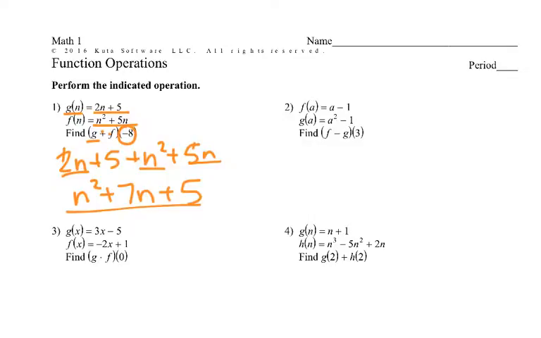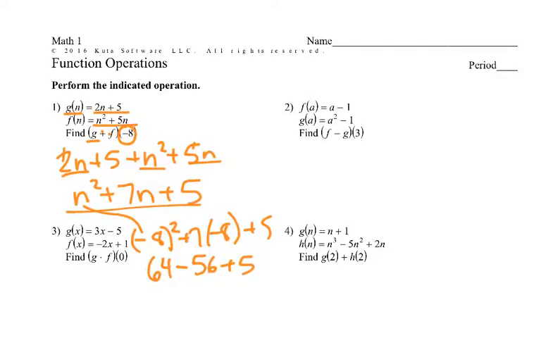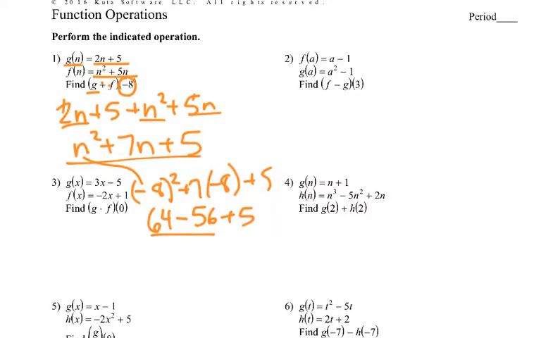Then we apply the input. So anywhere there's an n, we make that a -8. So -8 squared plus 7 times -8 plus 5. -8 squared is positive 64. 7 times -8 is -56, plus 5, following order of operations, start at the left. 64 minus 56 would be 8. 8 plus 5 would give us 13. So when we take the two functions g plus f at -8, the output is 13.